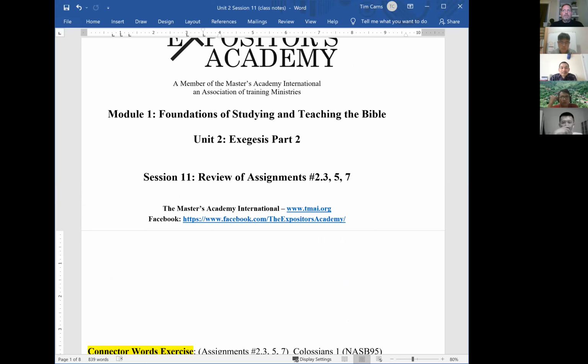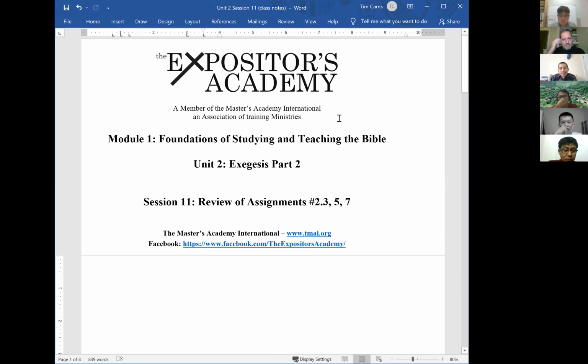All right, so what I want to do is just have us walk through this together. And if you have any questions, please do not hesitate to let me know. We'll cover as much as we can of Colossians 1 together. I think the last assignment I gave you was to do this for Colossians 2. So hopefully by going through this in Colossians 1, you'll be able to do the assignment for Colossians 2.